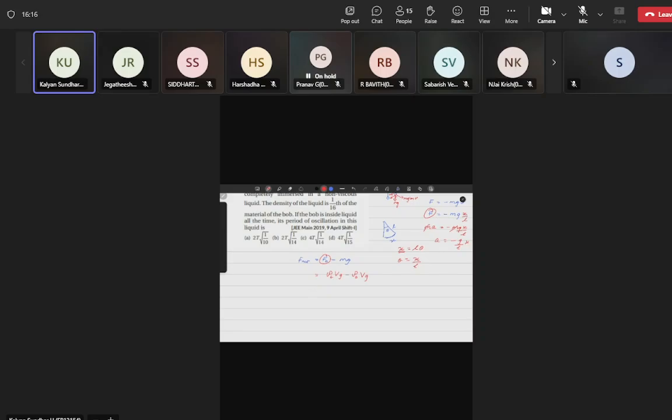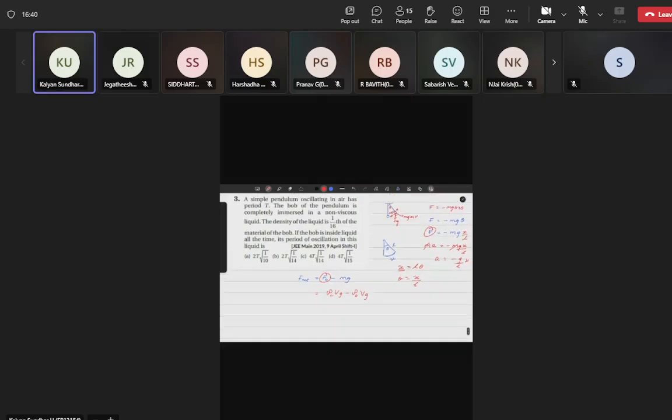From this, what do I have to find out? From F net, what do we find? Acceleration, you have found out. Similarly, find the acceleration here and equate it with minus omega square. So they have given the relation also. The density of the liquid is 1/16 of the material of the bob, right? So this is rho, and this will be rho by 16.